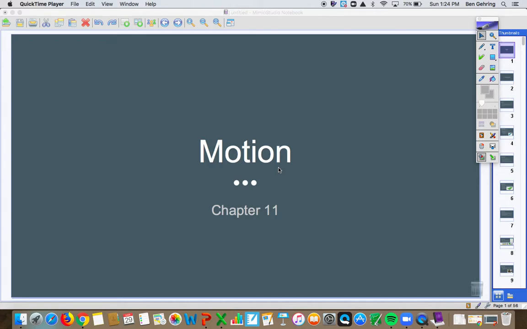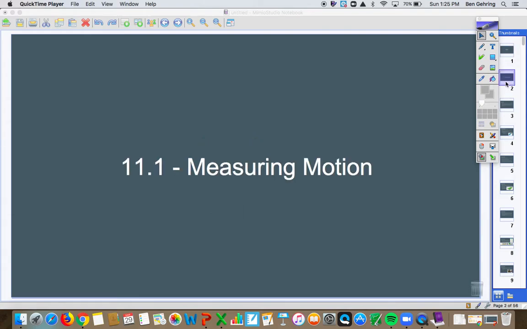Hello, and thank you for joining me for today's lesson on motion basics and the intro to motion terminology. So today's section is measuring motion, which is the first section in our motion unit.